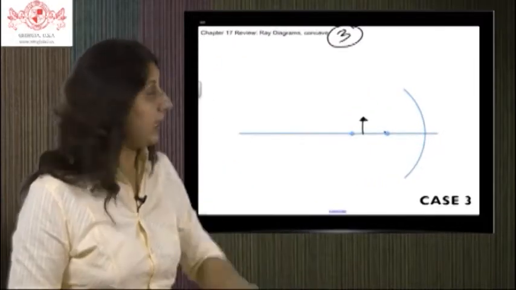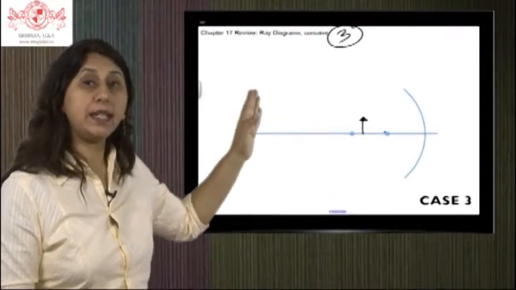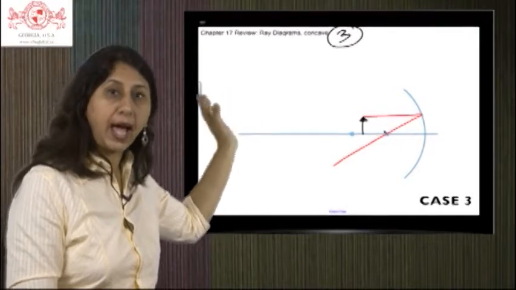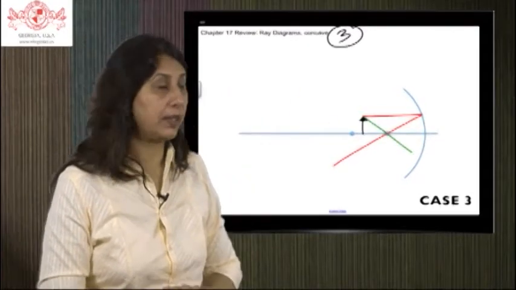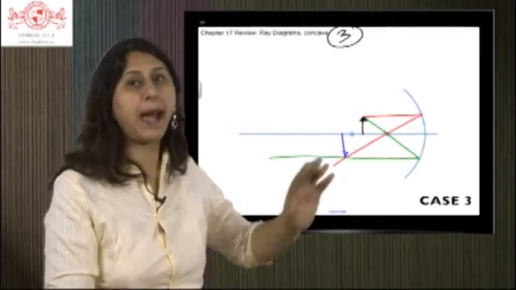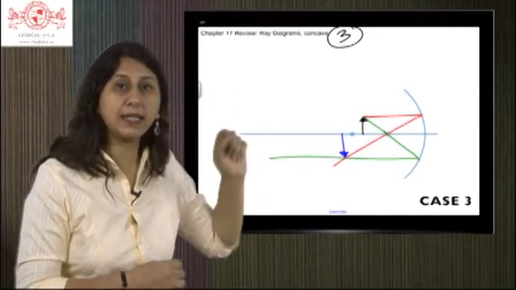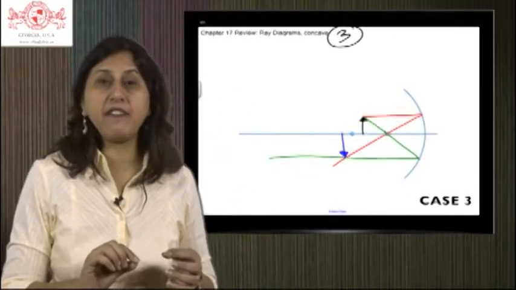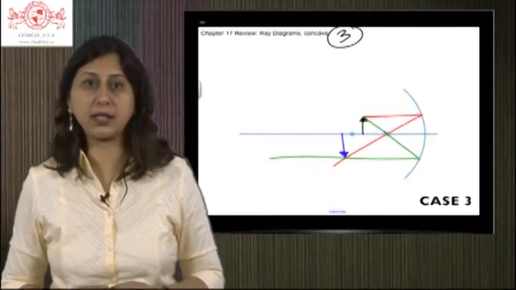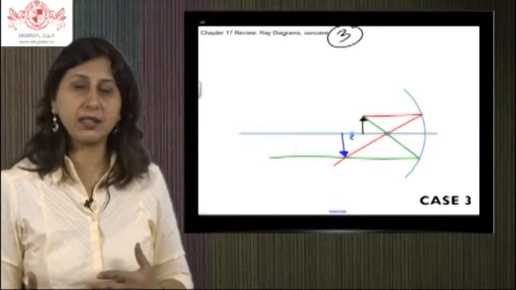Case 3. Here the object is placed in between C and F. Now let us see the ray diagram. First ray goes in parallel and out through the focus F. Then the second ray goes in through the focus F and out parallel to the principal axis. Now these two rays meet at this point. This is where we get the image of the object. This is larger than the object. It is outside of C. It is a real image, hence inverted.